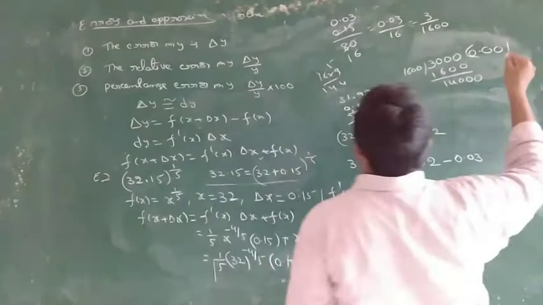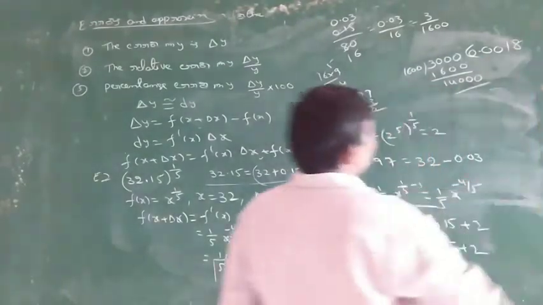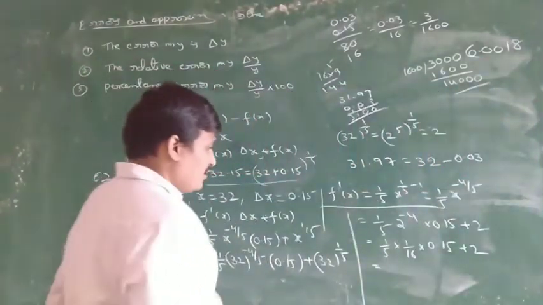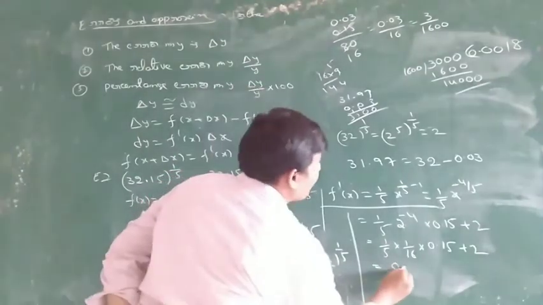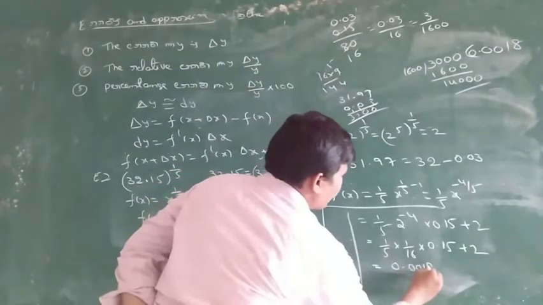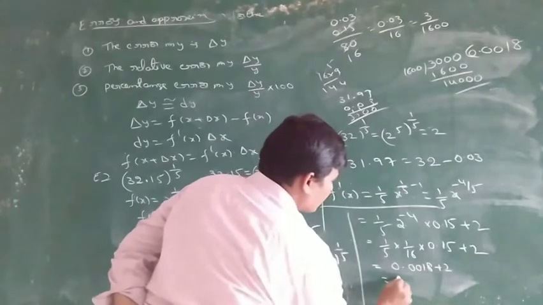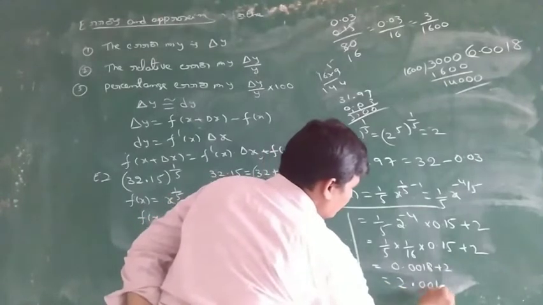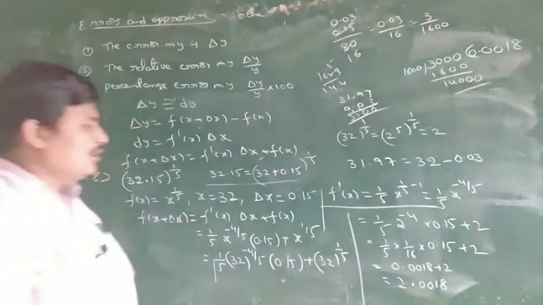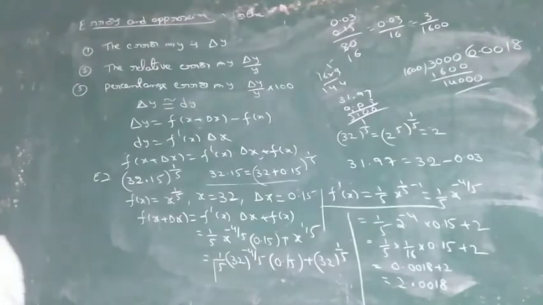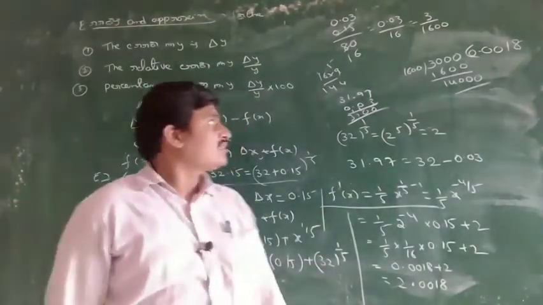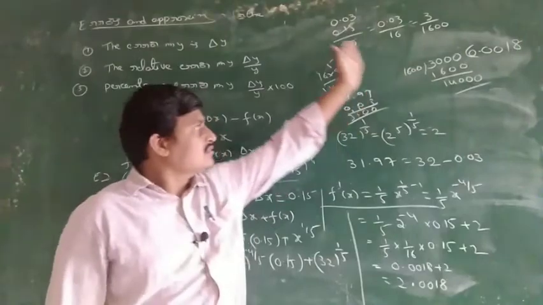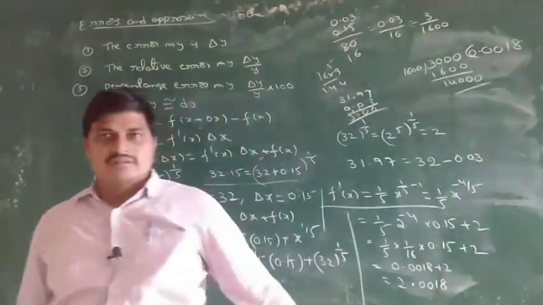So 8s, okay, 0.0018. So 0.0018 plus 2, that is equal to the answer 2.0018. 2.0018, and all calculations. Okay, this is one.